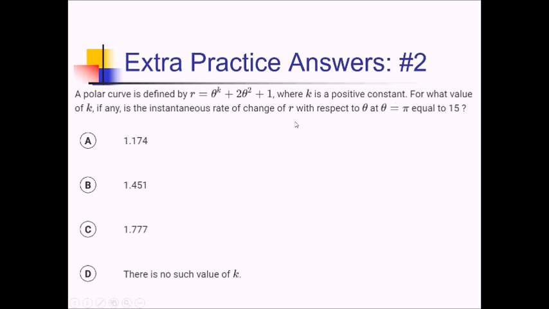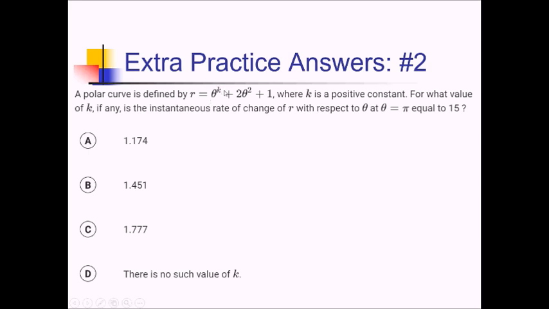So basically here, we need to take the derivative of r with respect to theta, plug in pi, and then set all that equal to 15, and we'll still have a k kicking around in there that we can then solve for. And we're allowed to use the calculator, as you can see by the answer choices. So let's start by taking the derivative of r, treating k as a constant.